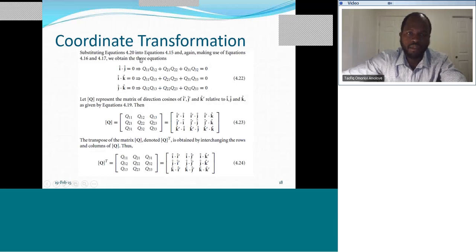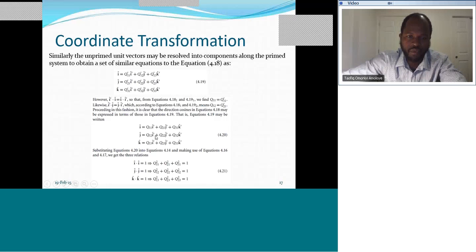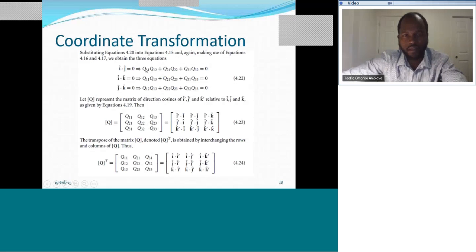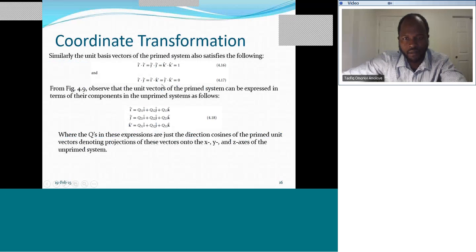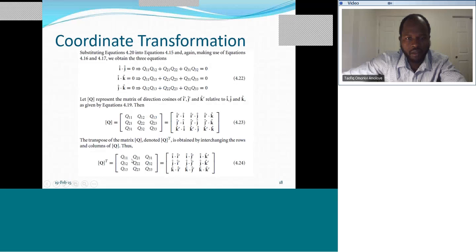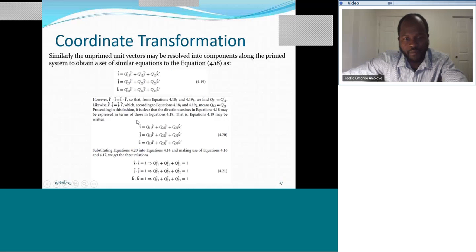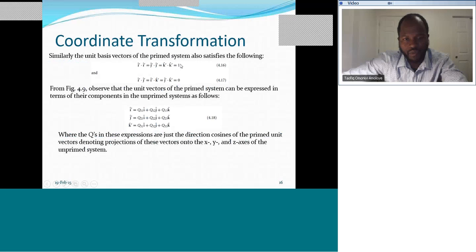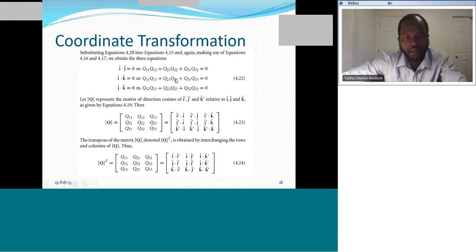If we substitute equation 4.20, still this same equation 4.20, into equation 4.15, and making use of equations 4.16 and 4.17, we obtain the three expressions that I dot J, since we are dotting two orthogonal unit vectors, the result is equal to 0.